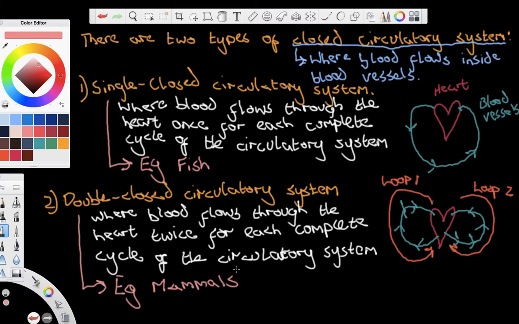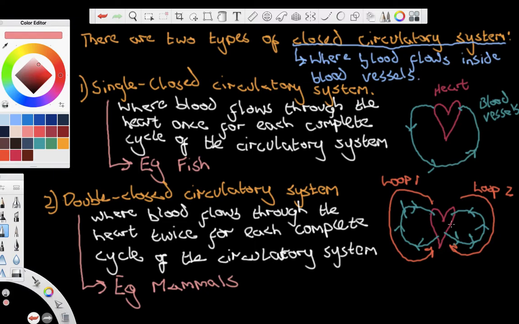So there are two types of closed circulatory system. There is a single closed circulatory system and a double closed circulatory system. Single closed circulatory systems are where blood flows through the heart in one single loop for each complete cycle. Examples of organisms with a single closed circulatory system are fish, whereas mammals have what's called a double closed circulatory system. So we have blood flowing through the heart twice for every complete loop.